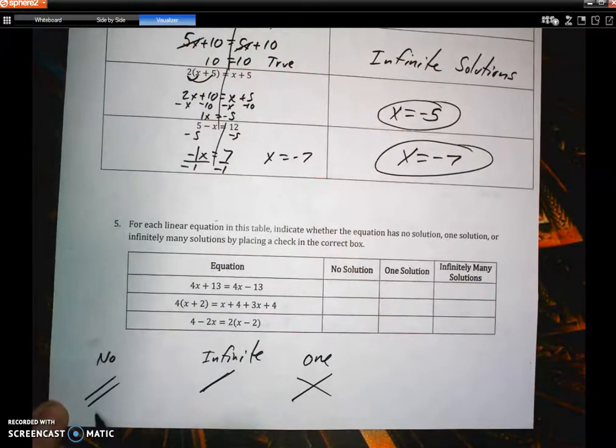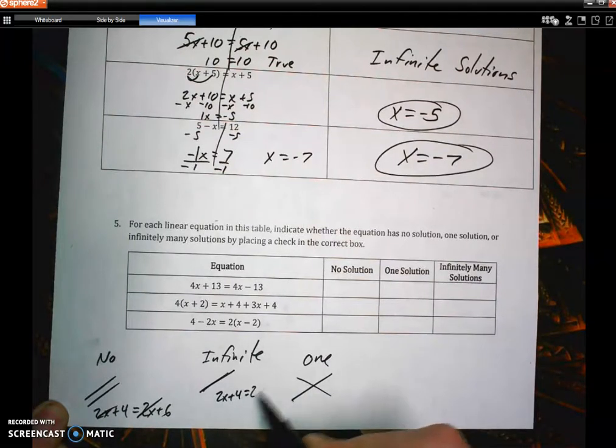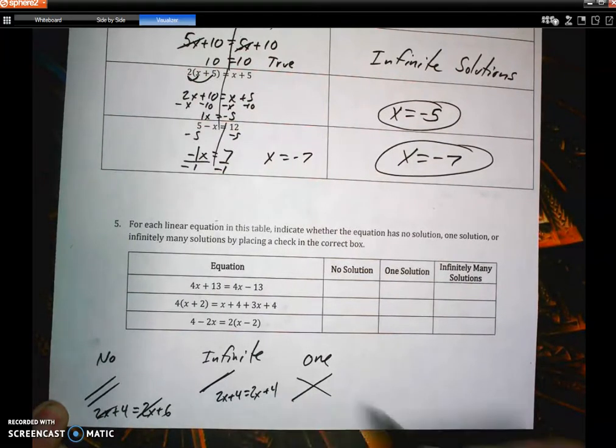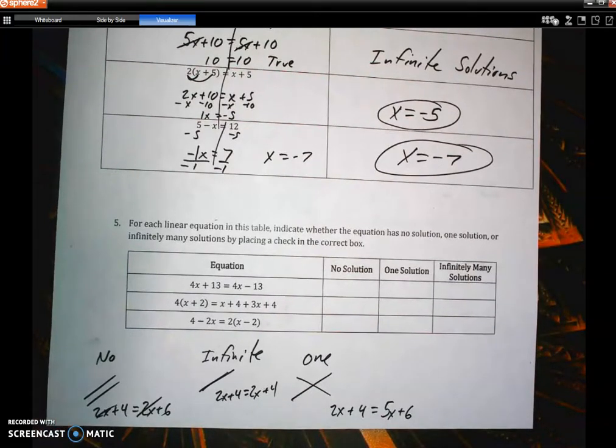No solutions are when you have the x's match but nothing else. The x's cancel each other out. Infinite solutions is when they are the same on both sides. And one solution is when nothing matches. Everything's different. So nothing's going to get canceled out. So with that being said, let's look here.